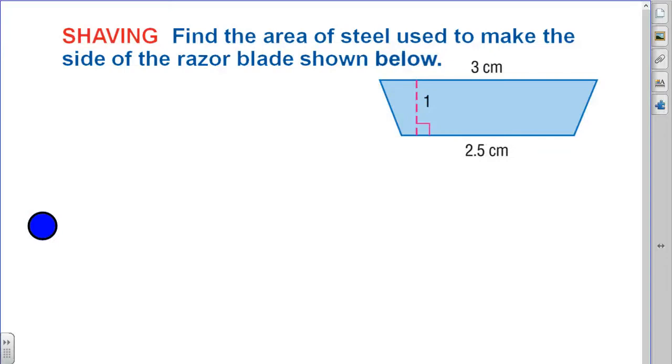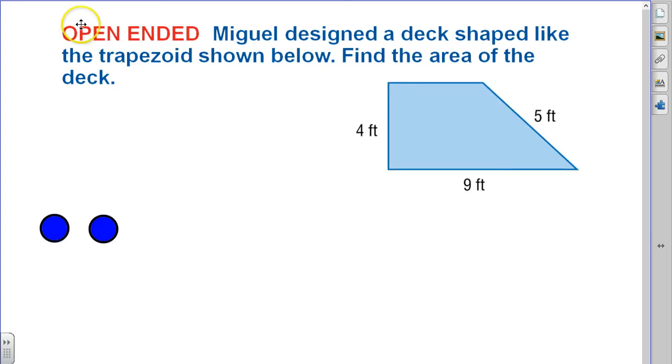Okay. All right, next. Looking at Miguel and his deck. So Miguel designed a deck shaped like the trapezoid shown below. Find the area of the deck.